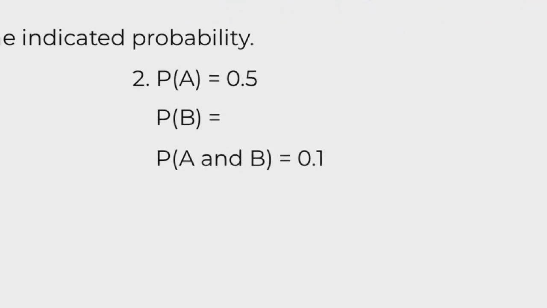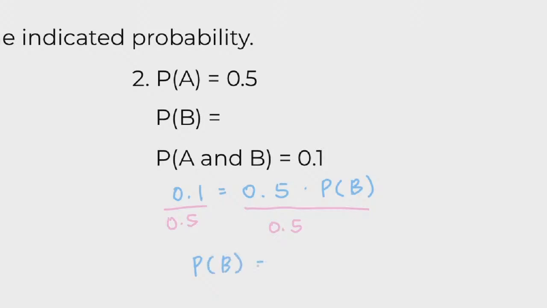Number 2, it says probability of A is 0.5, probability of B is what we're looking for, and we're given that probability of A and B is 0.1. So again, we're going to plug it into the equation. So this will be 0.1 equals probability of A, which is 0.5, times probability of B, which is what we're looking for. So in order to find probability of B, we have to divide by 0.5 on both sides. And we'll get probability of B equals 0.2.